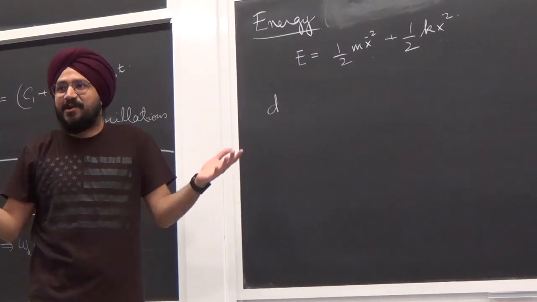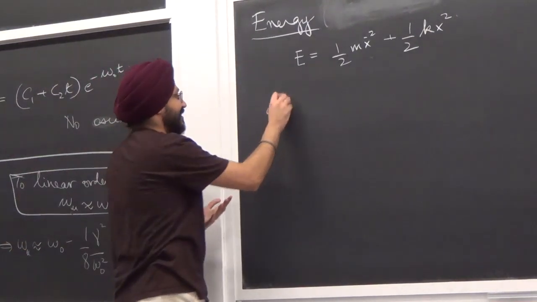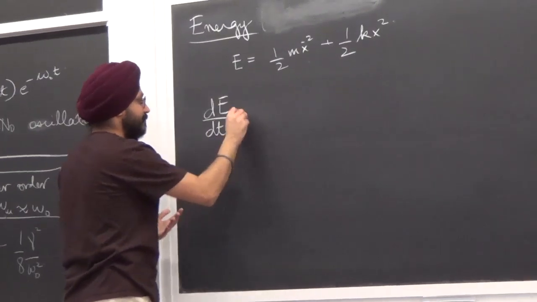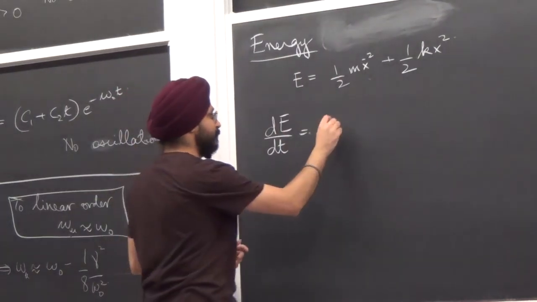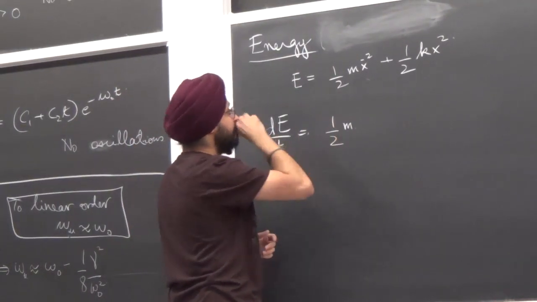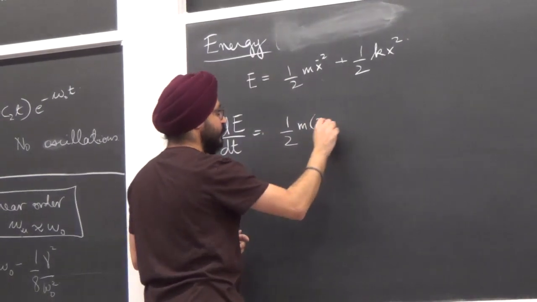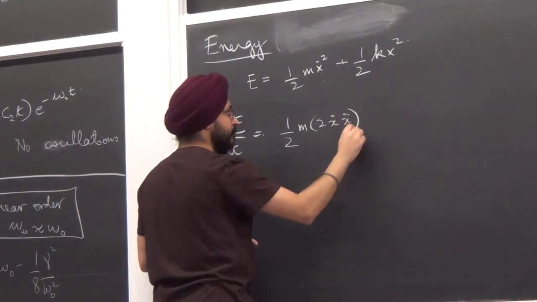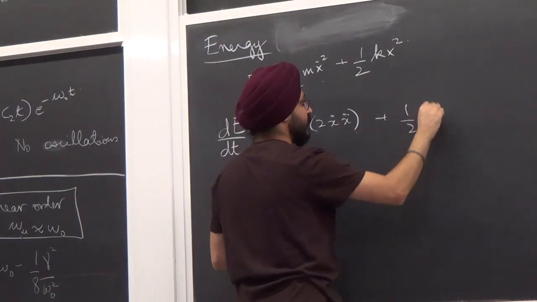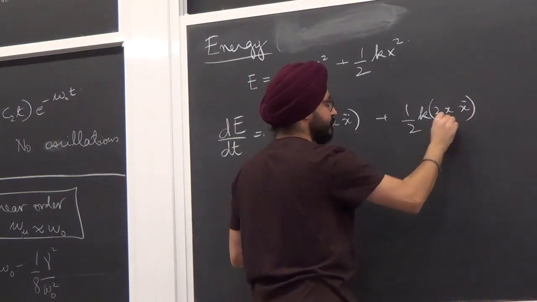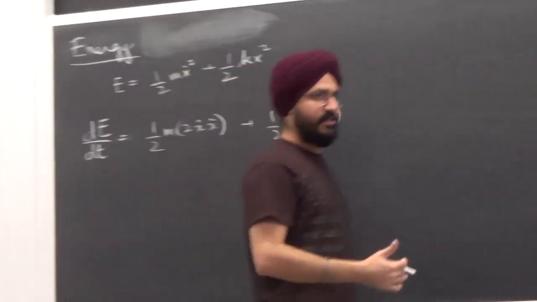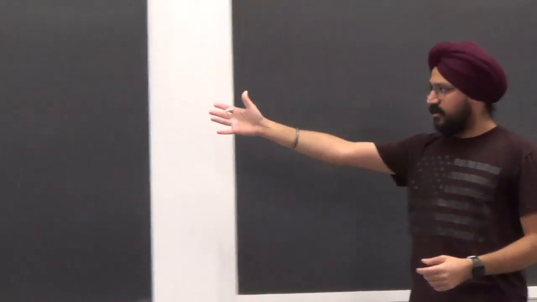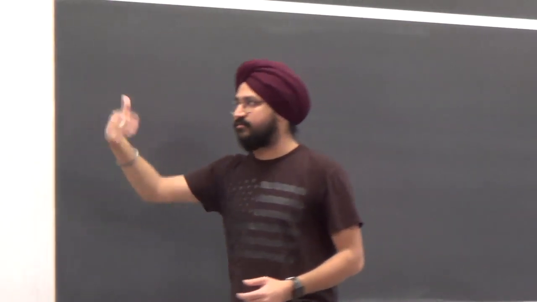If you're bored with the energy, what do you do? Just differentiate with time. Got to pass your time, right? So just differentiate, dE/dt. How much is that? Chain rule. 1/2 is a constant, doesn't move. m is a constant, hopefully. x dot squared differentiated is 2 x dot, x double dot, plus 1/2 k times 2 x, x dot. Simple chain rule. Differentiate with the argument, and get back to the second derivative.